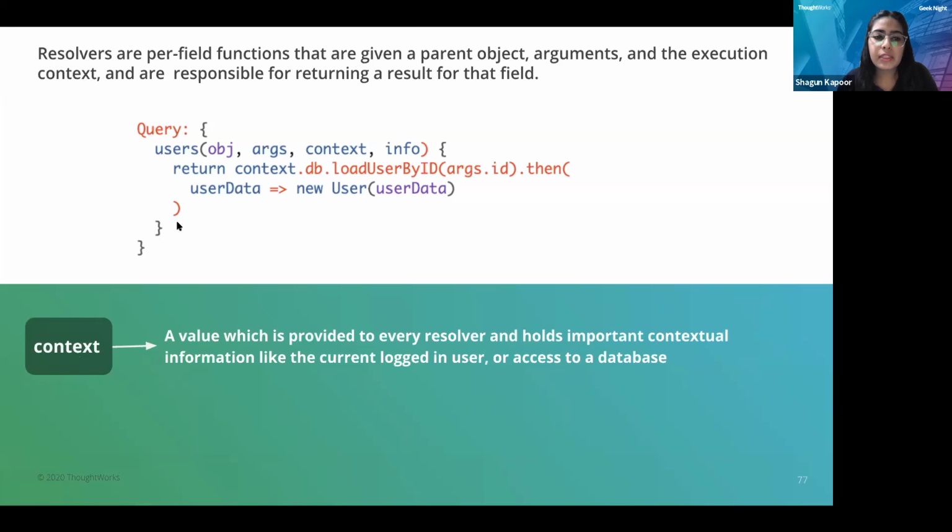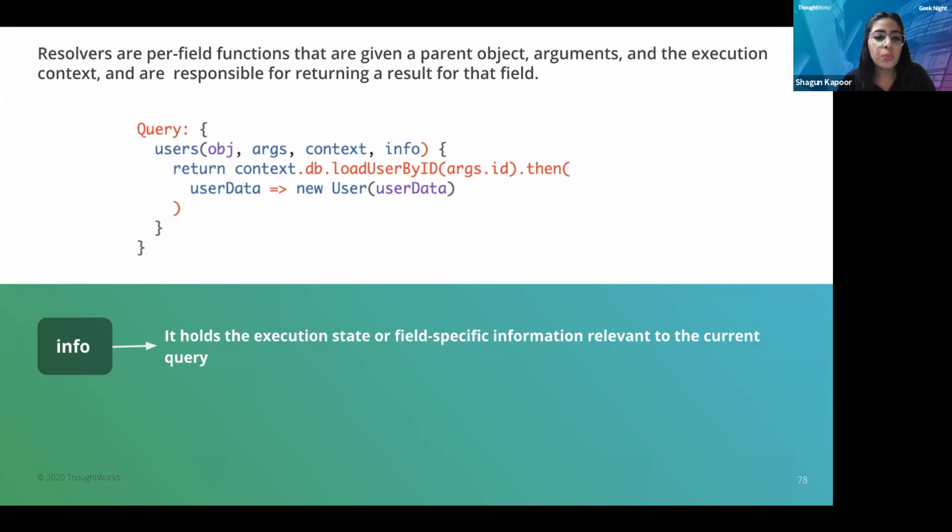The third parameter is the context, which is provided to every resolver, and it holds important contextual information like the current logged in user or the access to the database. And the last parameter is the info, which holds the execution state or field specific information that is relevant to the current query.